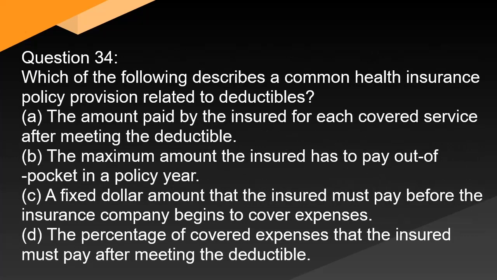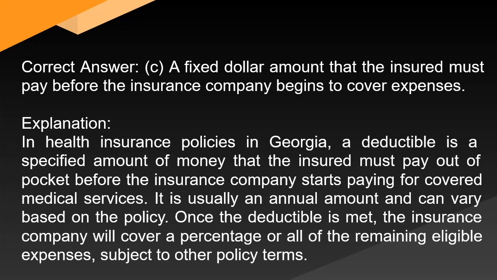Question 34. Which of the following describes a common health insurance policy provision related to deductibles? Correct answer: C. A fixed dollar amount that the insured must pay before the insurance company begins to cover expenses. Explanation: In health insurance policies in Georgia, a deductible is a specified amount of money that the insured must pay out of pocket before the insurance company starts paying for covered medical services.